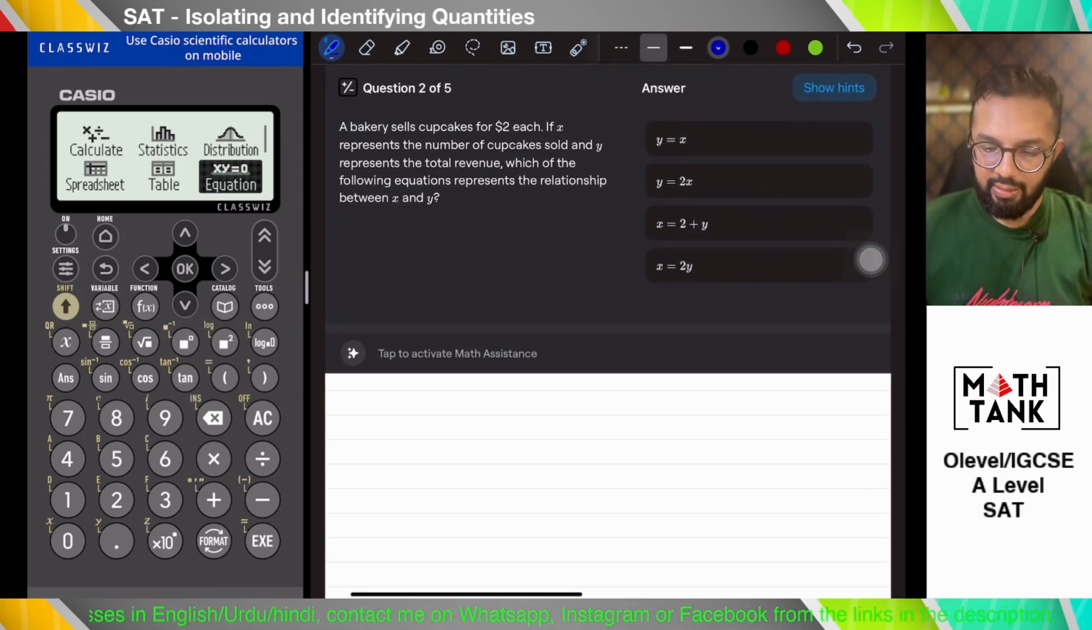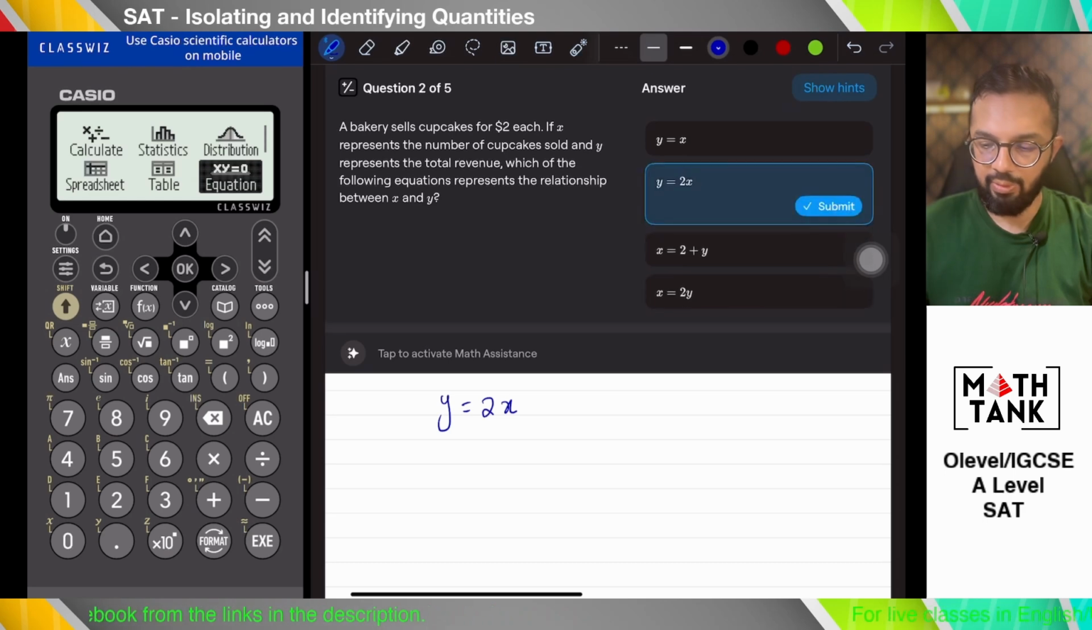Then it says the bakery sells cupcakes for $2 each. If X represents the number of cupcakes sold and Y represents the total revenue. So I think Y equals 2X should be the revenue.